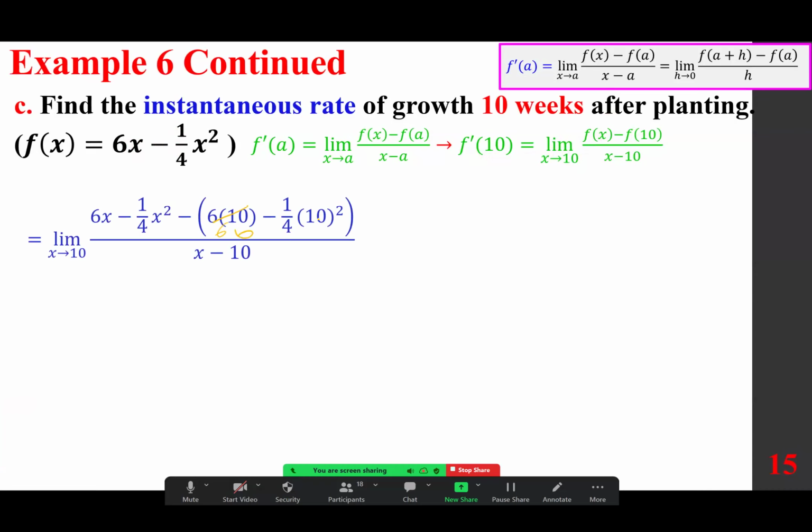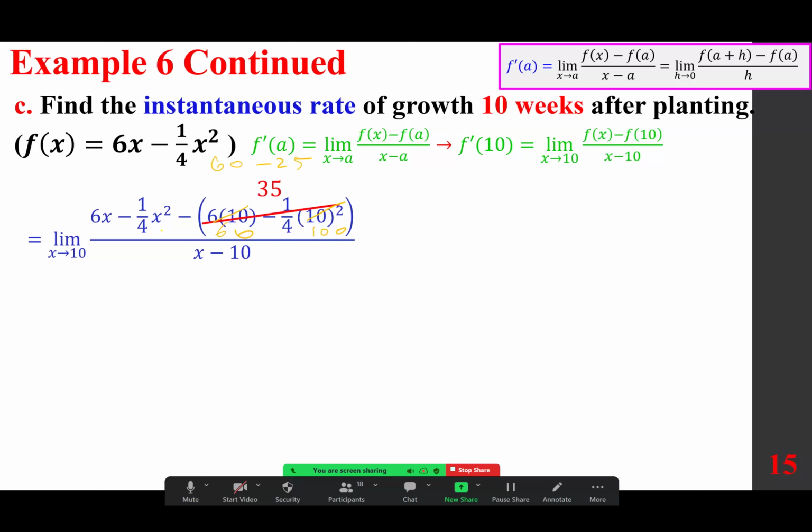60. This is 100. So 1/4 of 100 is 25. So we have 60 minus 25. And therefore we have 35 here.